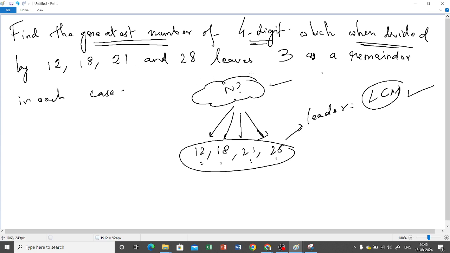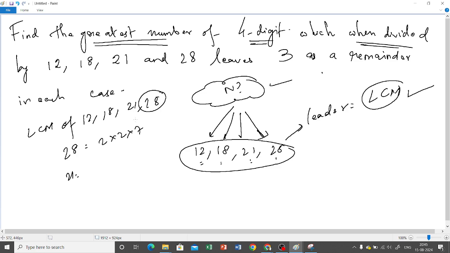But here we have to find the greatest number of 4 digits which when divided by these leaves 3 as remainder. So the first thing is that I need to find the LCM of 12, 18, 21 and 28. Now what is the shortcut, Ishika? First of all choose the biggest number, that is 28. The factors of 28 are 4 into 7, so 2 into 2 into 7. Now take 21: 3 into 7. 7 is already there, put 3.